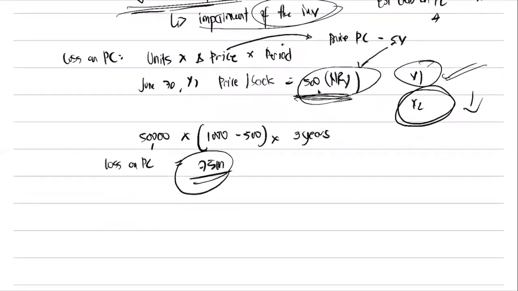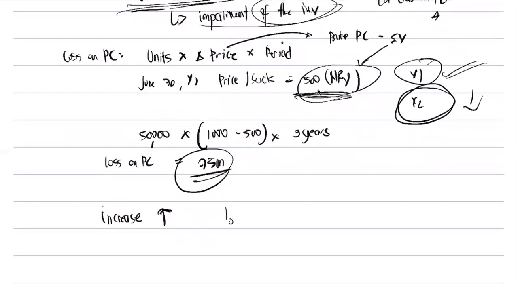Third question, what if there is a subsequent increase in the value? If there is a subsequent increase in the value, we just need to compare the amount of increase and the amount of your loss. Whichever is lower, you can only reverse up to that extent.